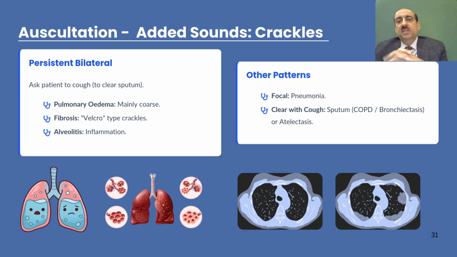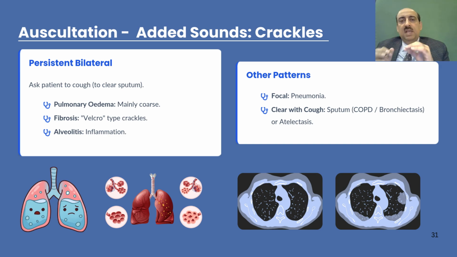Auscultation, second part: other than the type of breath sounds, you need to look for the added sounds. For example, crackles, one of the most common signs to come up. Look at the pattern. Are they bilateral or unilateral or another pattern? If they are bilateral and they persist after coughing, think of pulmonary edema, heart failure, because usually it's a bilateral finding, and usually the crackles will be coarse.